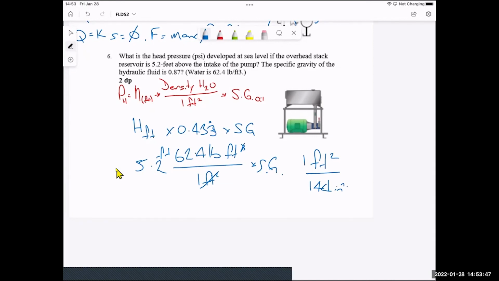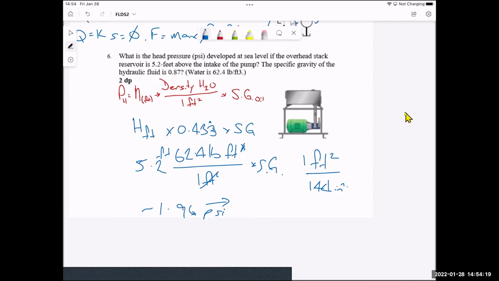Where did I write that down? I wrote that down somewhere. Which is going to be approximately 1.96 psi. And of course, I'm going to get a slightly different answer here than the actual answer, depending if I use this 0.433 or if I actually calculate that density. I'm going to get a slightly different answer at significant digits.